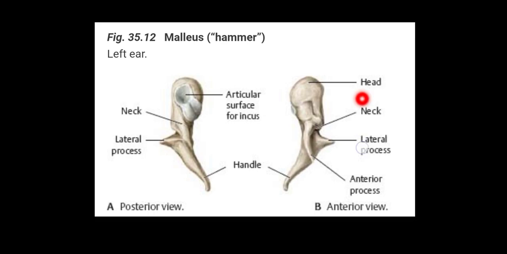Look at the malleus. It's got a head, it's got a neck, it's got an anterior process, the lateral process, which when the eardrum is observed manifests as a small little knuckle-shaped projection. The first indication that there is a negative pressure here is when the eardrum retracts, the lateral process becomes prominent.